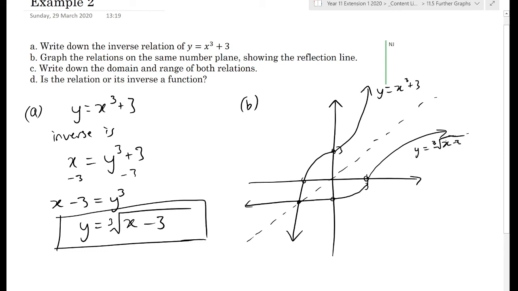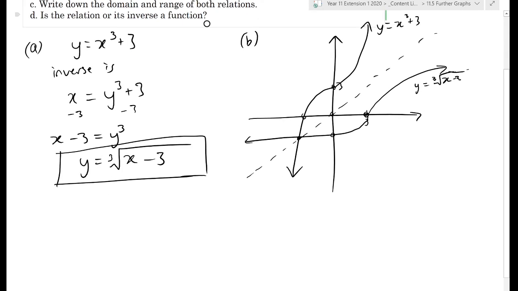Okay, and you can see inside too, y is equal to the cube root of x should go through the origin. But if I replace the x with x minus 3, it means I shift everything to the right 3 and it goes through that point there. So that's another little cool tip or trick to help you with that.